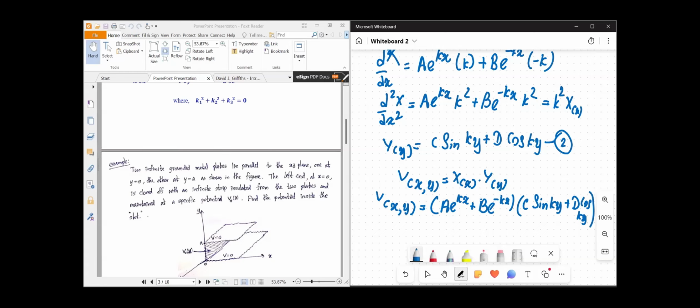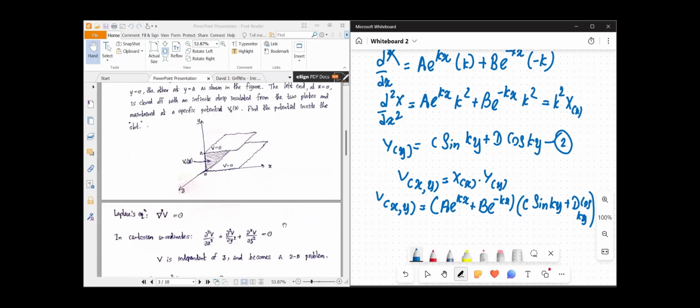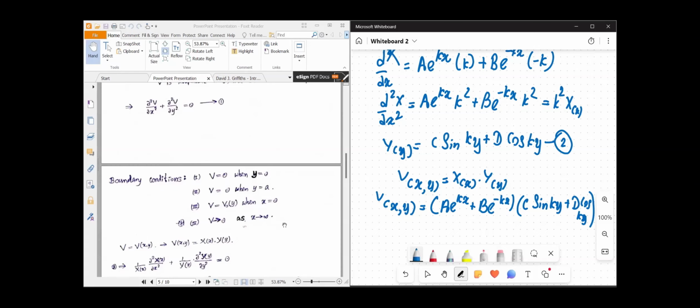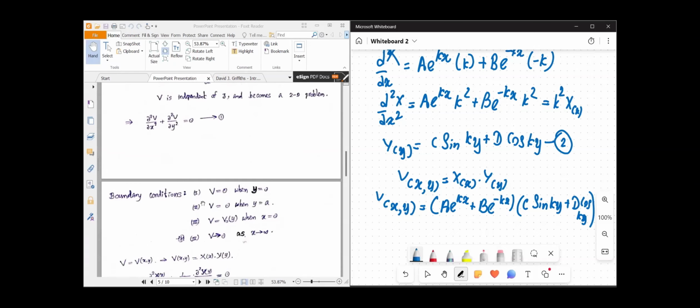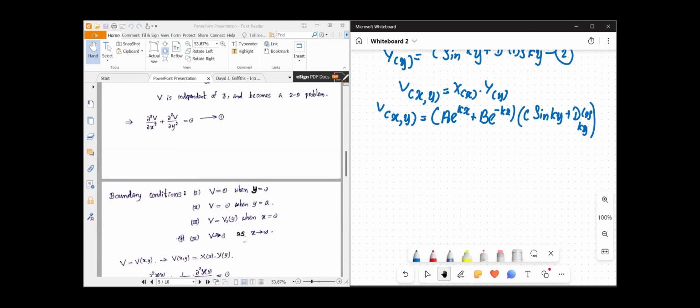Now we have four unknown constants a, b, c, and d. We need to determine these four constants using boundary conditions. Now, what are the boundary conditions we obtained? Boundary conditions are these four conditions. I'm going to start with this fourth boundary condition. When x is going to infinity, potential should be 0.